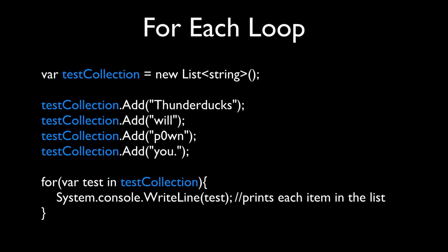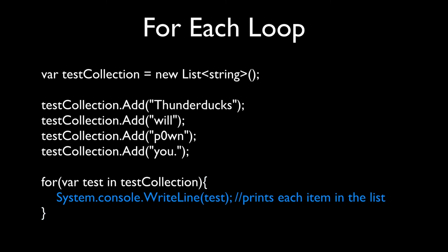So we've got testCollection, 4 things in it. It's going to say for test in testCollection. And what does that get us? If you look down there inside the curly braces on the line of code there, it says System.Console.WriteLine(test), and that's where we're getting our reference. So that's what's cool about this.